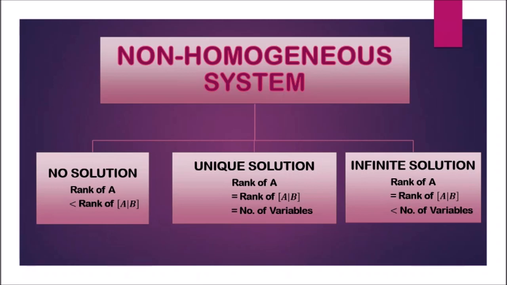If rank of A is less than rank of the augmented matrix, that is, the number of non-zero rows in row echelon form of A is less than the number of non-zero rows in row echelon form of augmented matrix [A|B], then there does not exist any solution of the non-homogeneous system.